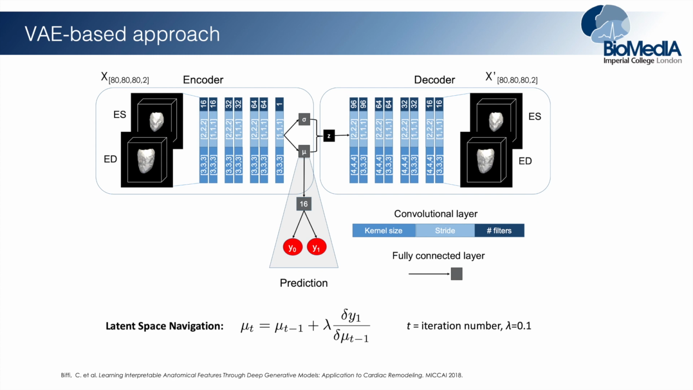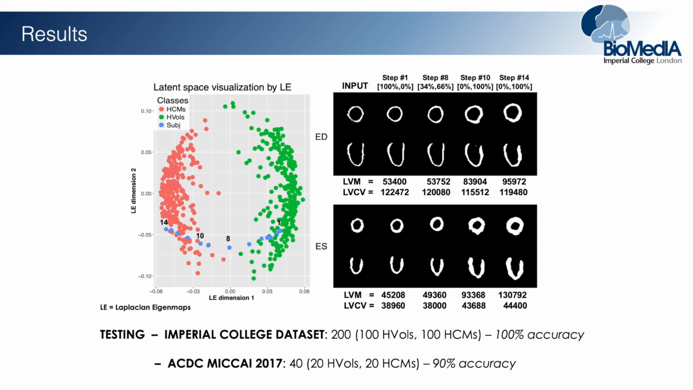So if we iterate this process, we get different mu representations, all of which can be reconstructed through the decoder network, so we can visualize this type of remodeling. So going to the results, we applied an additional dimensionality reduction technique on the latent space, and we got a clear clustering between the healthy and the pathological shapes that you can see here on the left. And also you can see that there are some light blue dots here. These are the points, the representations that we got through our latent space navigation method.